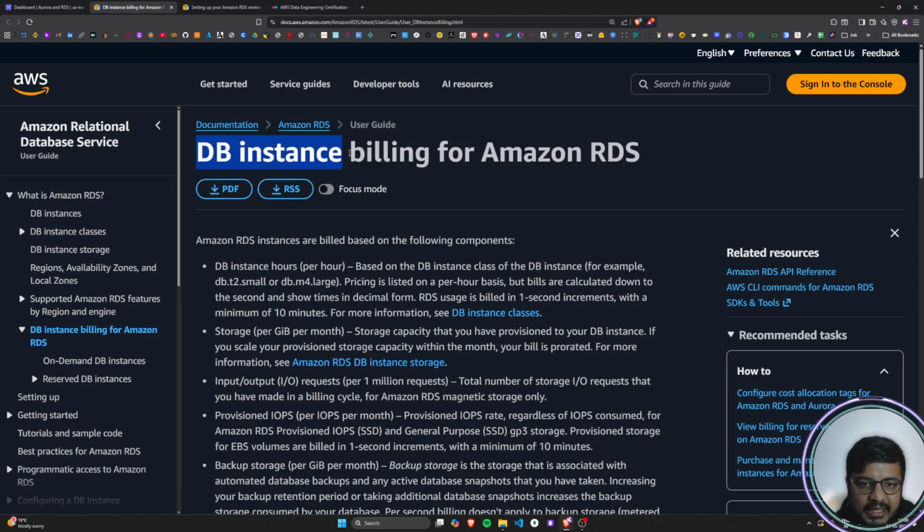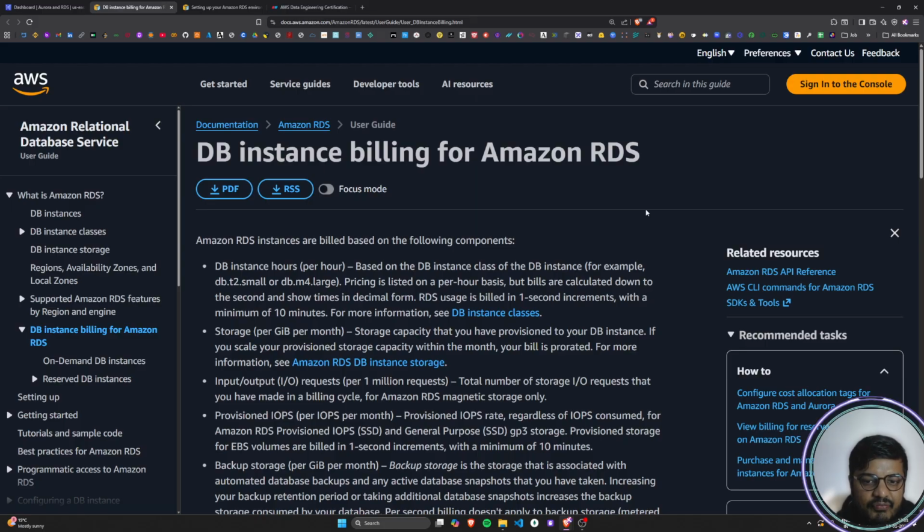Now let's talk about the DB instance billing for RDS, which is, I would say, one of the most overlooked topics. Most of the people do not cover these billing topics, because it's boring, I would say. It's not that interesting. But moving forward, if you have a bit of experience in AWS, anyone will be able to launch the instance.